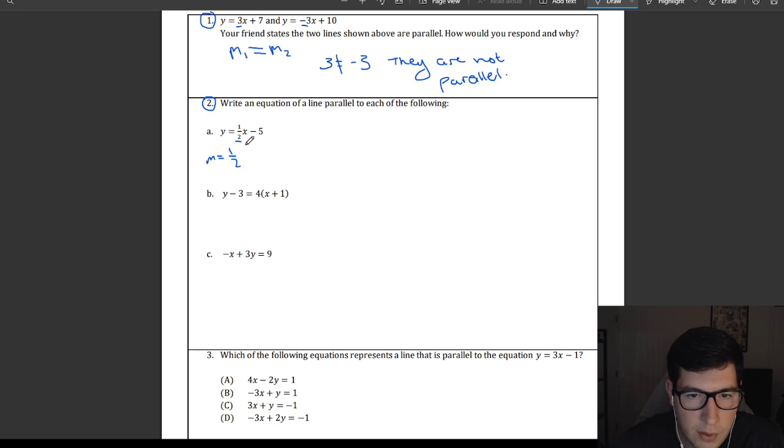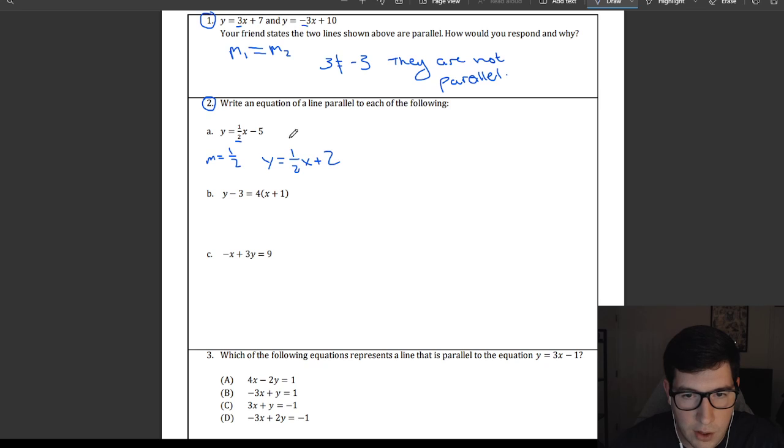Very easy to pick out. So I know that as long as I write a line that has a slope of 1/2, it's going to be parallel. So I could have literally any equation here, whether it be point slope or slope intercept. I'm going to keep it as slope intercept just because it's a little bit easier to see and a little bit faster, I think. So I'm going to have that y is equal to 1/2 x plus 2.